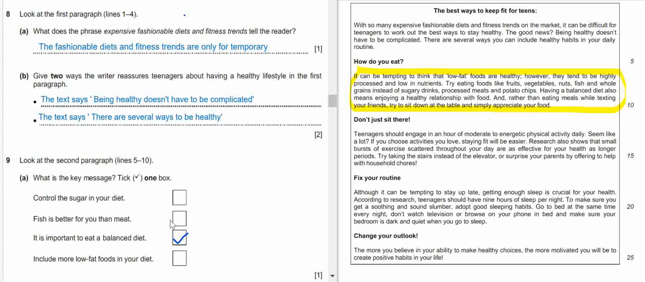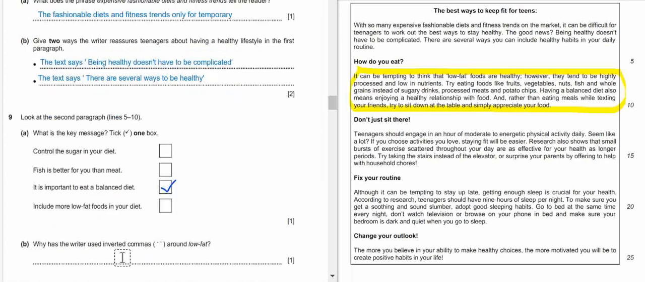Not to control sugar in your diet. Yes, fish is better, yes, it is mentioned here. Fish is better. Control your sugar. And also more low-fat food. All of these 1, 2, 3 are included in this topic. It is important to eat a balanced diet. Well, let's move on. Now we are in question 9b.